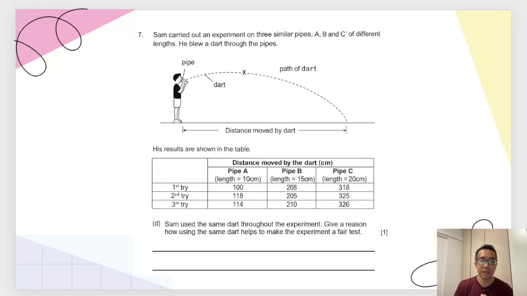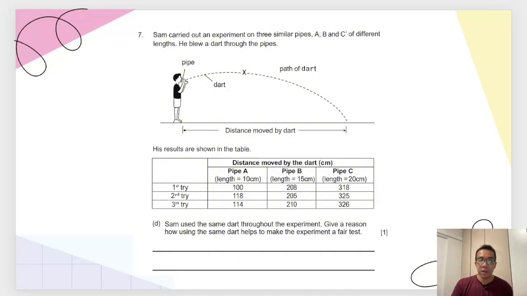But the question is asking, why is that important to ensure it is a fair test? This is because using general knowledge, you will know that different darts can cover different distances. A lighter dart can actually travel further, whereas a heavier dart will only cover a shorter distance. Why? Because the gravitational force would pull the dart down a lot faster if it is heavier. That is why Sam needs to use the same dart throughout.